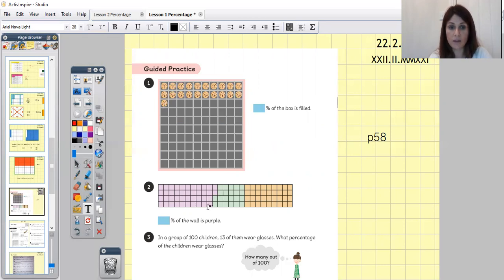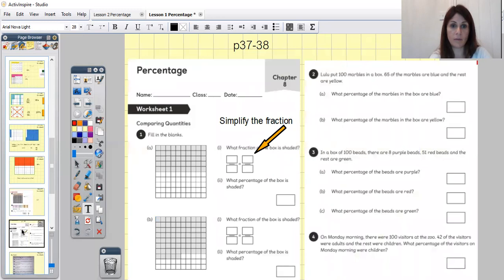The next bit you've got is saying the percentage of the wall that is purple. It's not very clear on here, but hopefully it'll be clear in your books. So you should hopefully be able to do that. Okay, think really carefully about how many in the wall. And then in a group of 100 children, 13 of them wear glasses. What percentage of children wear glasses? Okay, not what percentage don't. We're looking at what percentage do. Okay, and then, so that's a nice easy one, hopefully for your guided practice. Then your workbook today, you're carrying on thinking about fractions and linking those fractions and percentages.